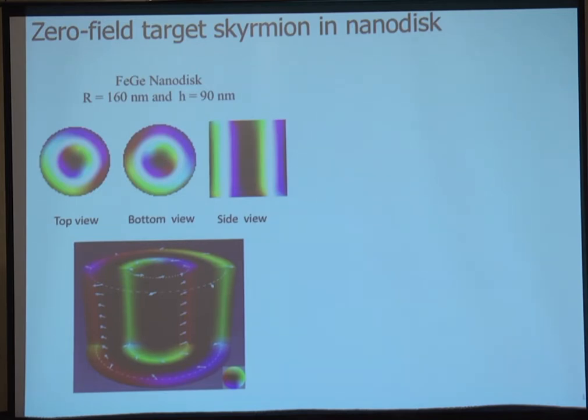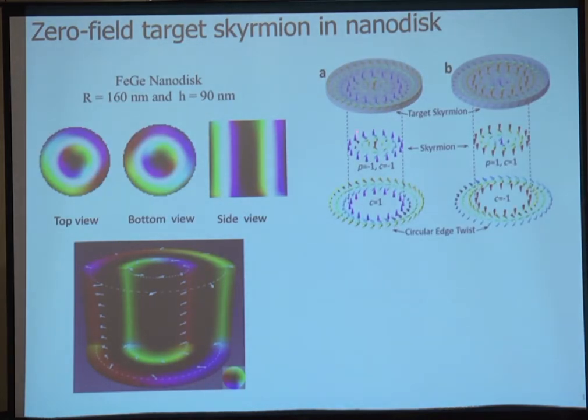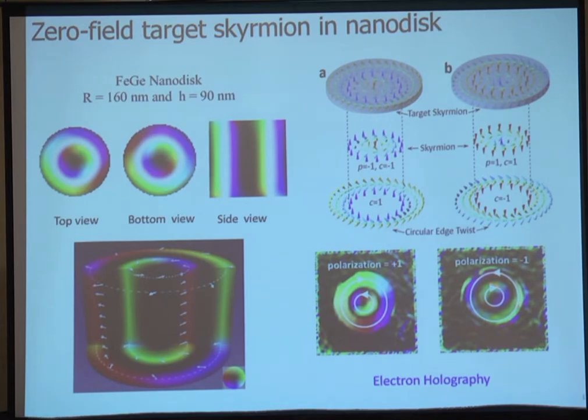As I said, we observed 0 field skyrmion, and at 0 field, there is no energy difference between pointing up and pointing down. So two configurations that are time reversal to each other share the same energy. So that's why there are two types of the target skyrmion. One has central polarization up, and one has the central polarization down. So they have exactly the same energy. And this is also observed by our experimental collaborator. They used electron holography and successfully observed 2 types of 0 field target skyrmions with opposite polarization.